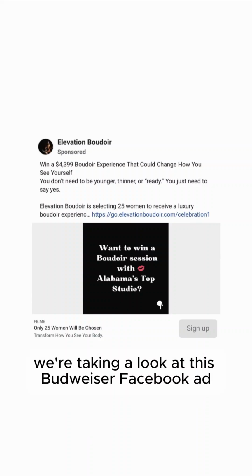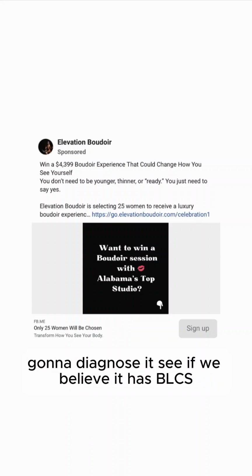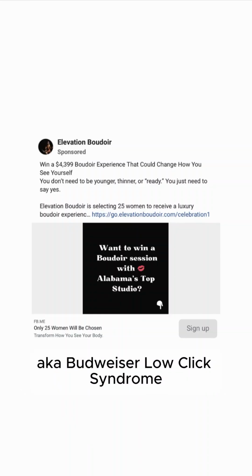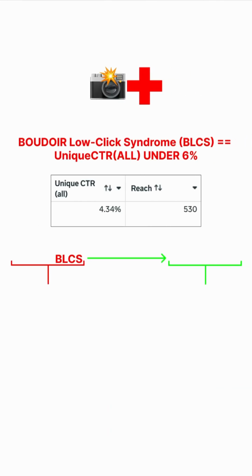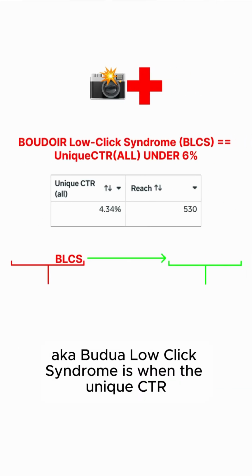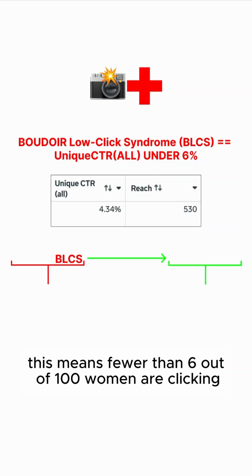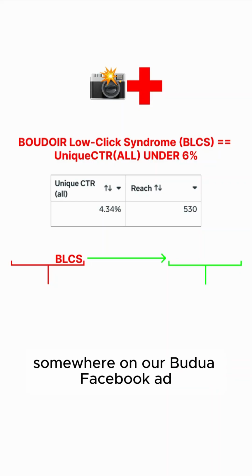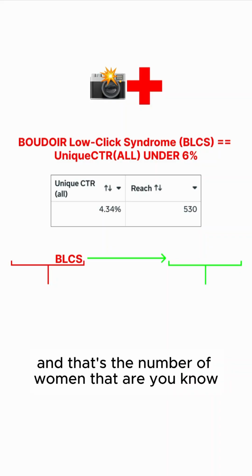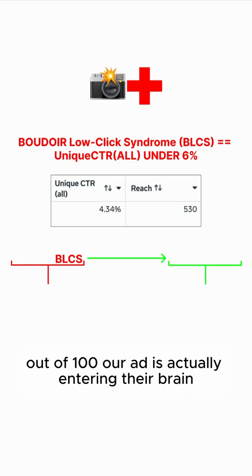All right, we're taking a look at this Boudoir Facebook ad. Going to diagnose it, see if we believe it has BLCS, aka Boudoir Low Click Syndrome. BLCS is when the unique CTR of our Boudoir Facebook ad is under 6%. This means fewer than 6 out of 100 women are clicking somewhere on our Boudoir Facebook ad. And that's the number of women, out of 100, our ad is actually entering their brain.